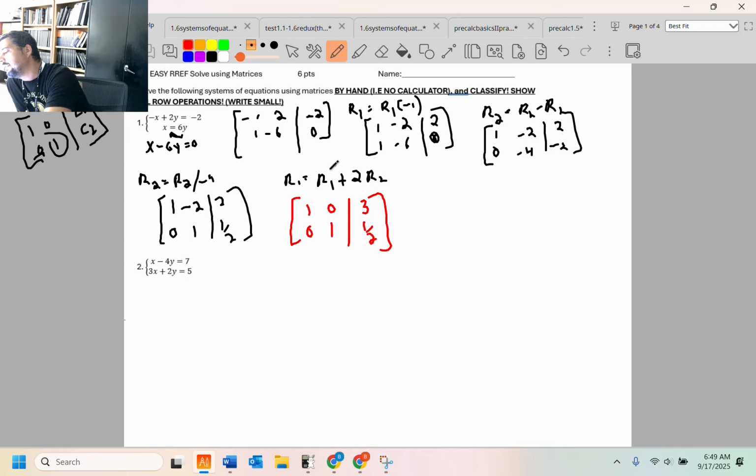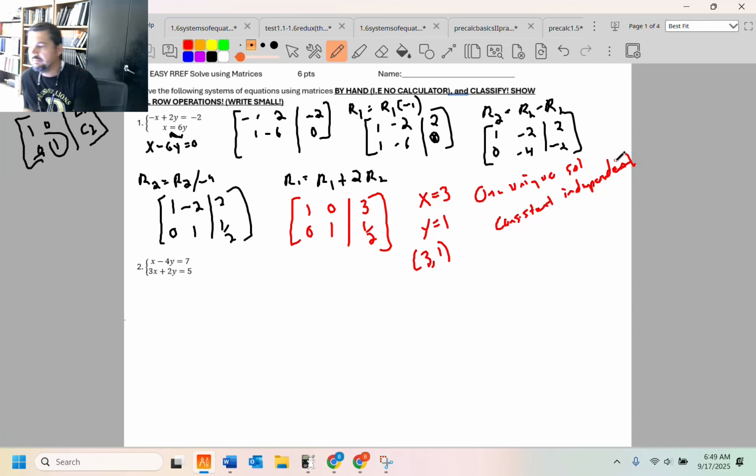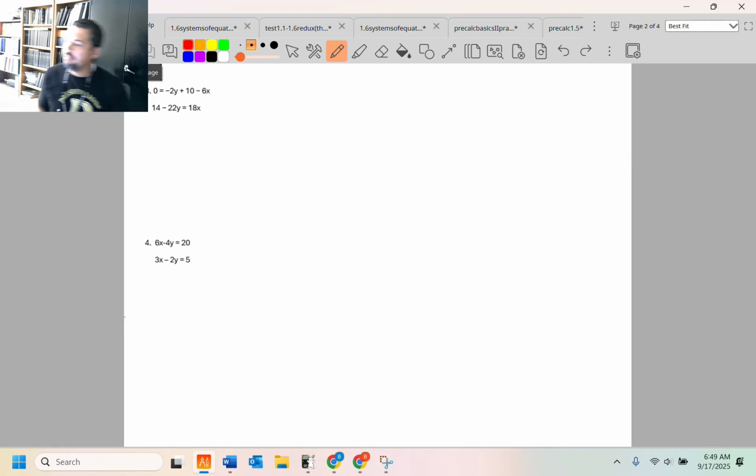What does this say? This says that x is 3, y is a half. And we had one unique solution, or as the ordered pair, by the way, (3, 1/2). One unique solution. This is called consistent because it has an answer. Consistent means has answers. Independent. Consistent, independent. All right. 1 of 8 problems done.